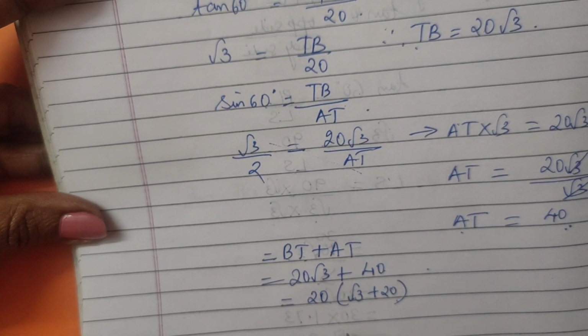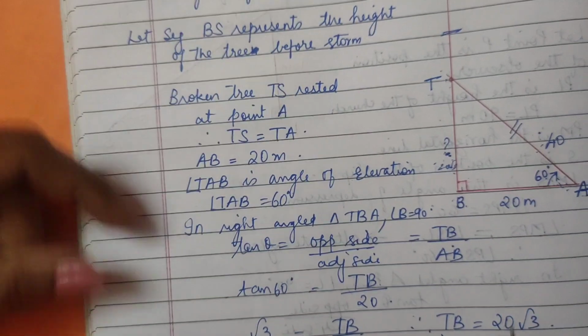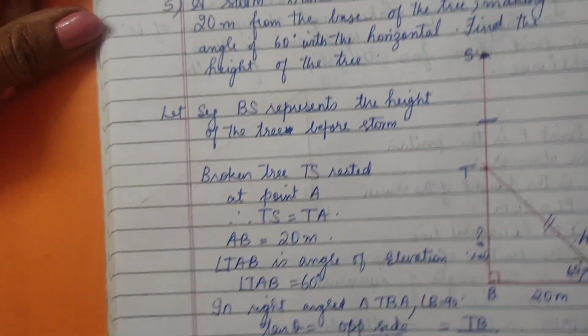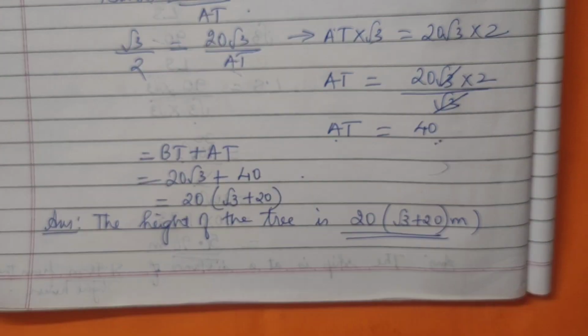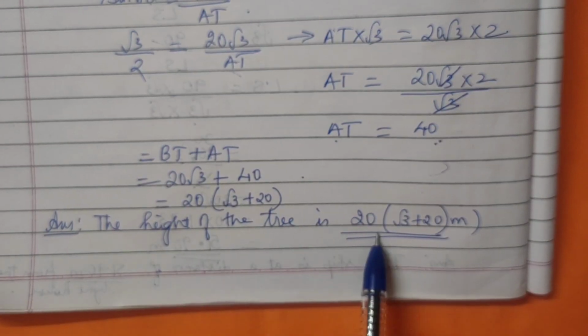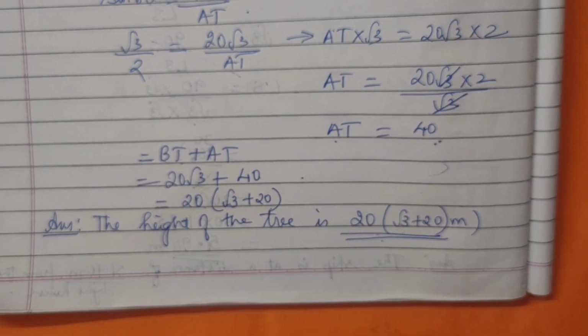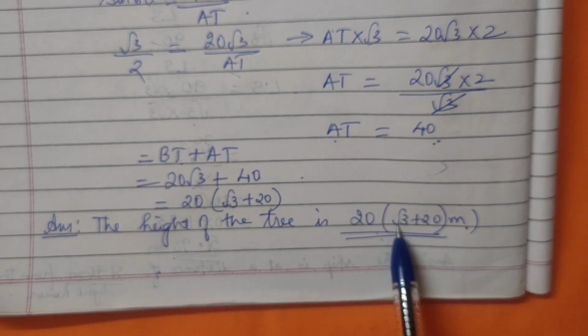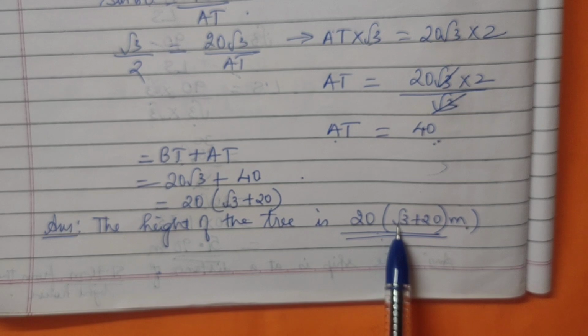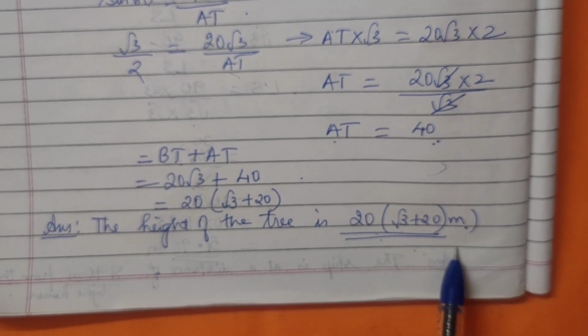So now we have found the height of the tree. So we will write it, find the height of the tree. So finally we are writing, I'll complete it. Answer, the height of the tree is 20 multiply root 3 plus 2 meter. If the root 3 value is given to us in the question, we will substitute, or we can leave it as it is.